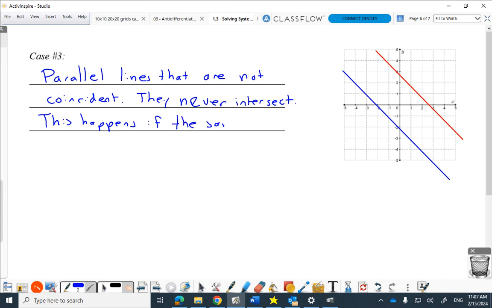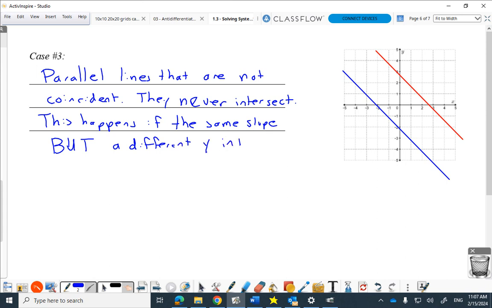And I'm going to use capital letters on the word BUT here, because I think that sticks out in your notes. I had a big AND in case 2. Now I've got a big BUT, no giggling, in this one. This happens if they have the same slope, but a different y-intercept.